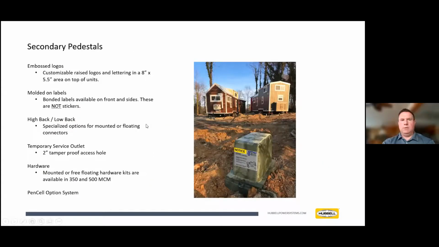So some of the things that we can do for the secondary pedestals, we can emboss logos such as an electric logo on the top of the dome. We can mold in or mold on labels such as the image that you see on the screen here. We can offer connectors to go inside the units. Those connectors can either be mounted onto the dome wall, or they can be free floating within the pedestal itself. We offer different styles of temporary service outlets or access. I've just got one listed here, but there are multiple options. I mentioned the connectors, whether it be 350 or 500 MCM. We've even got 600 MCM if need be. So many different options for connectors and features that can go within the secondary pedestals.